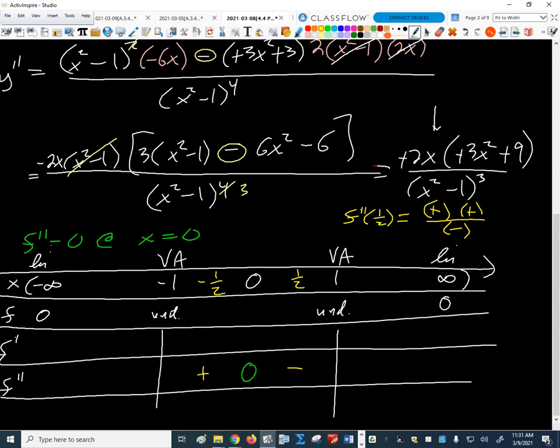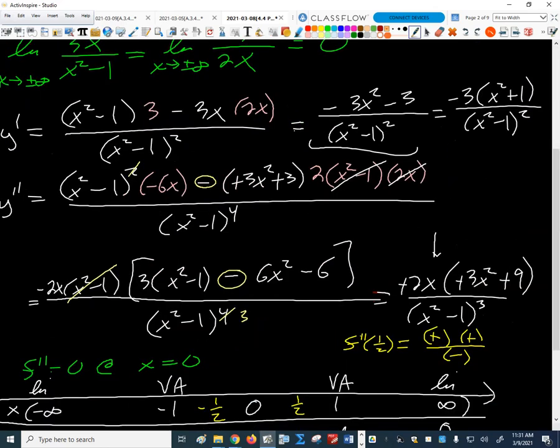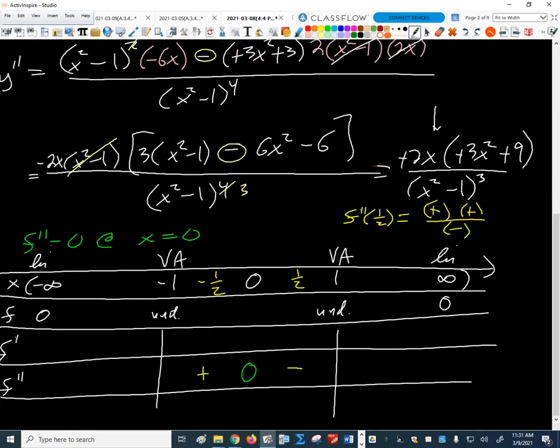Okay, so we know then, let's go ahead and plug 0 into our function. What do we get if I evaluate this at 0? Well, I just get 0. So at the point (0, 0), I have an inflection point coupled with my vertical asymptotes.